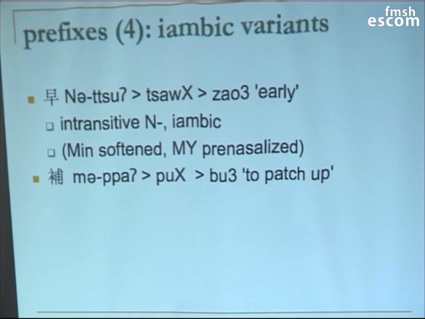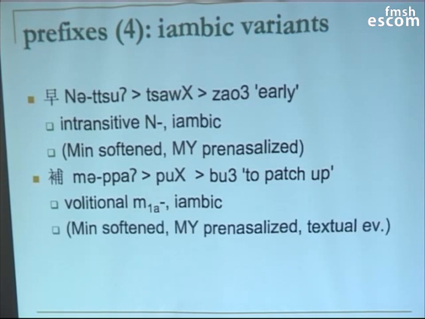Another example is this verb, mpa, to patch up, which is bu in modern Chinese. And we reconstruct an iambic prefix, which consists of m1a, that's the volitional prefix, with a schwa. Why do we reconstruct a schwa? Well, it's because we have a Min softened initial, a Miao-Yao prenasalized initial, and there is moreover textual evidence in this case. Bill, do you want to explain it?